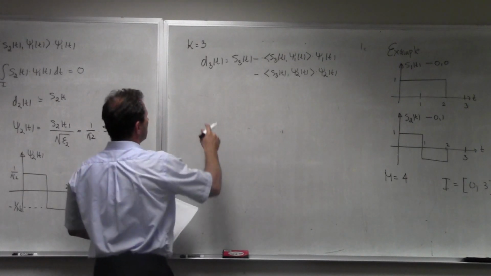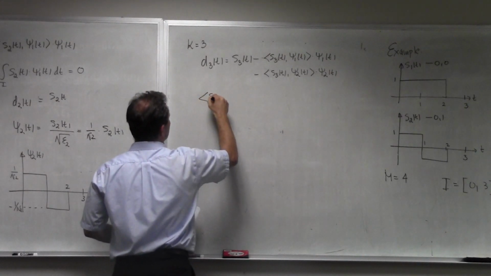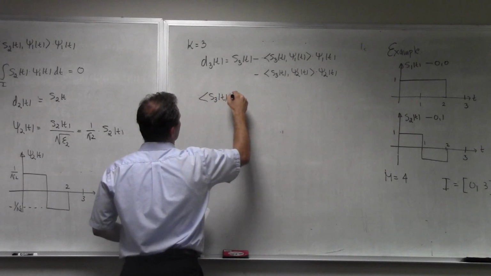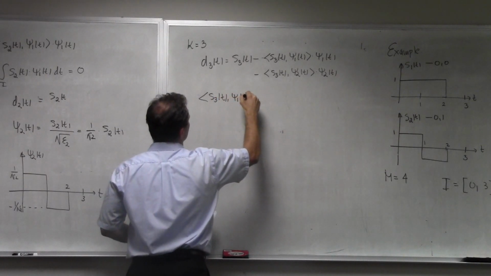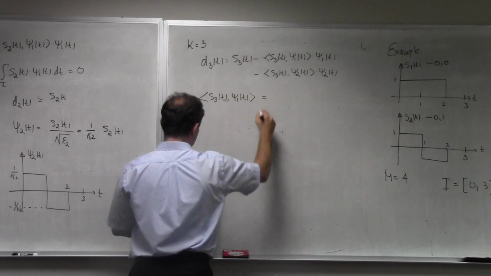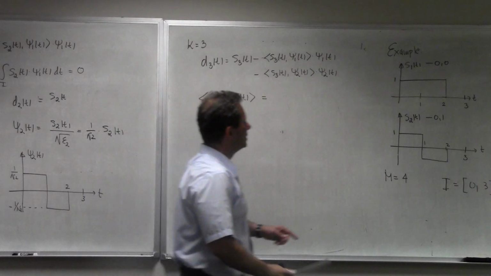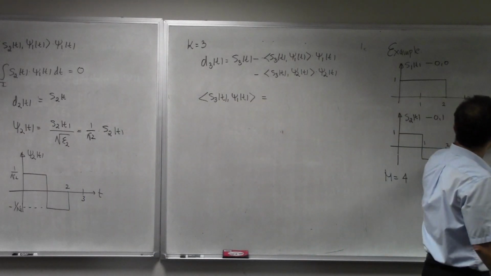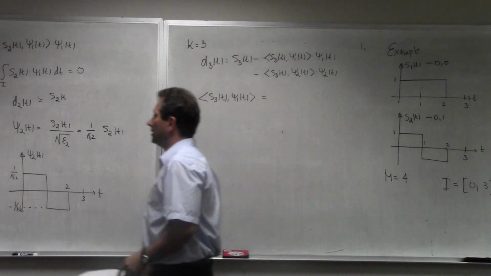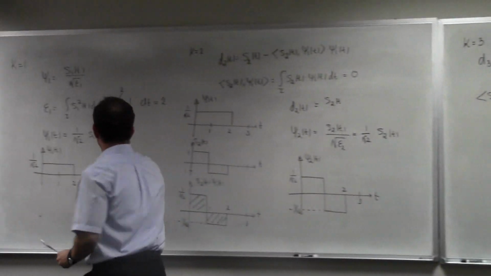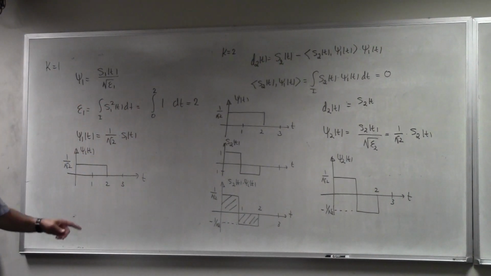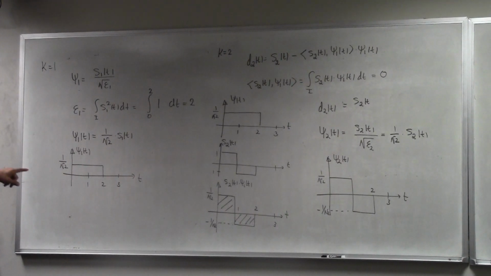Okay? Now let's do these dot products. S3 of t times psi 2 of t dot product is equal to what? I'm going to take this signal and multiply it with this signal and take the area under the curve. Now let's look from 0 to 1, I'm going to have a negative pulse. From 1 to 2, I'm going to have a positive pulse. From 2 to 3, I'm going to have 0.